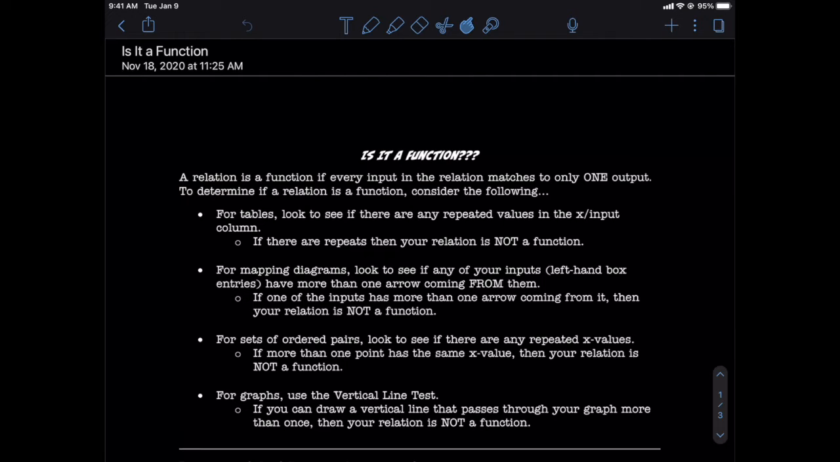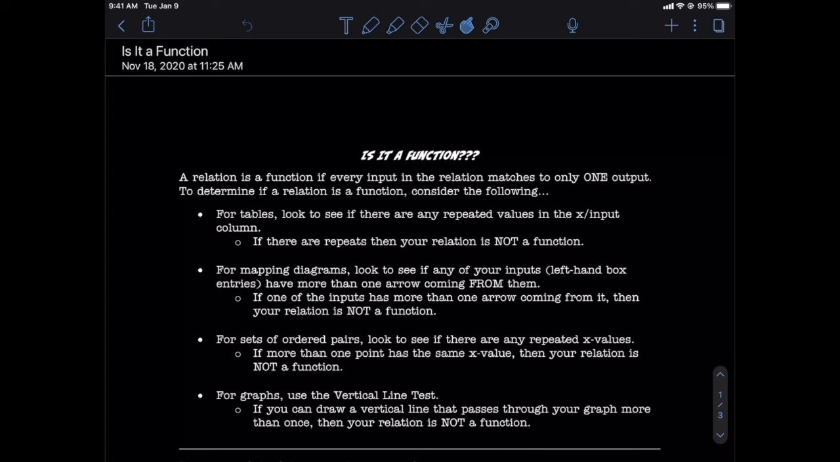If you want to know whether a relation written as a table is a function, then you need to look to see if there are any repeats in the x column. If two of your x values are the same, then your relation is not a function. For mapping diagrams, you just want to make sure that none of the inputs has more than one arrow coming from it. If you have an input that has more than one arrow coming from it, guess what?